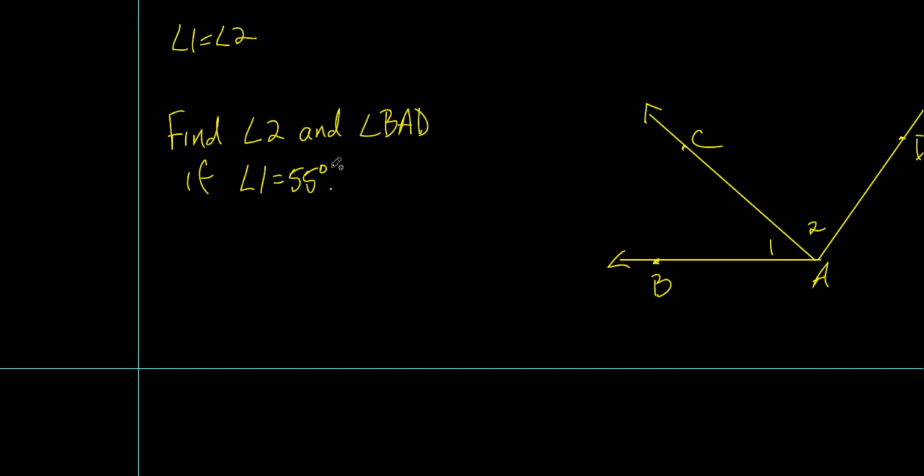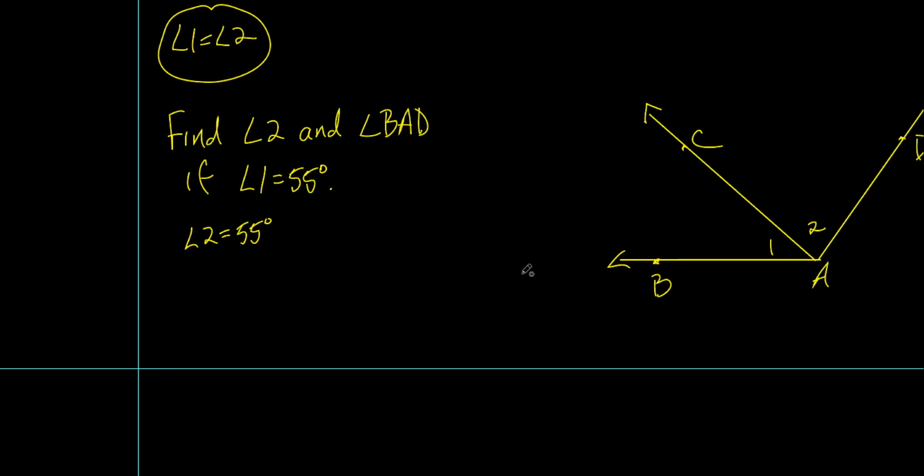The first part of this is super easy, because what did they tell you? They tell you 1 and 2 are exactly the same, right? So what would angle 2 be without doing any math whatsoever? Yeah, it'd be 55 degrees. We don't even have to show any work on that, because we just know they're equal to each other. So if 1 is 55, then 2 is going to be 55.